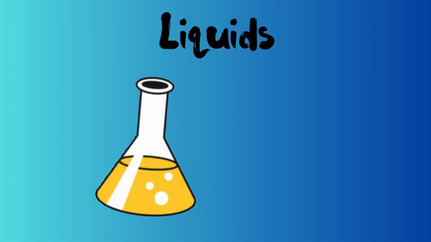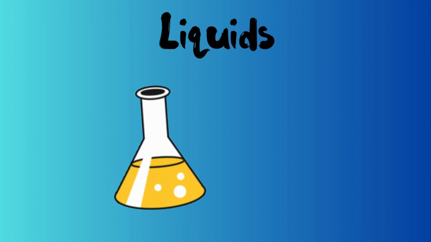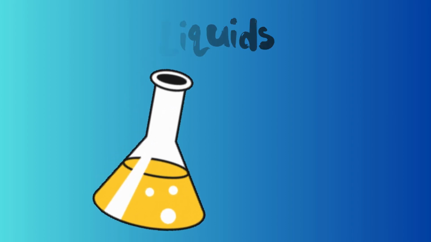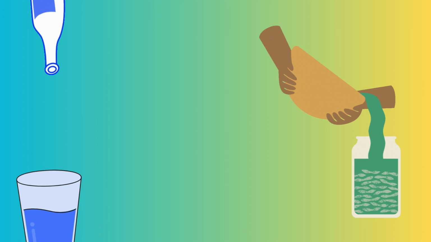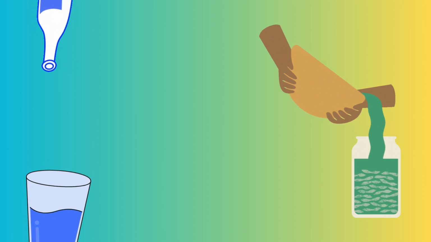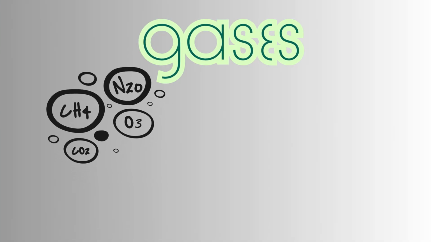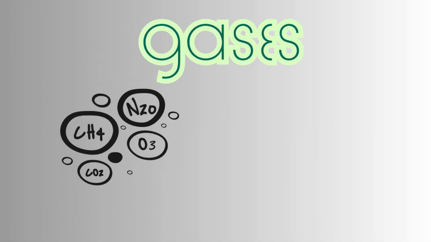Next, we have liquids. Liquids are fun because they can flow and take the shape of their container. Think about water in a glass or juice in a bottle. When you pour them, they change shape to fit where you put them. Let's try another experiment. Get a cup of water and carefully pour it into a bowl. See how it changes shape? That's what liquids do.